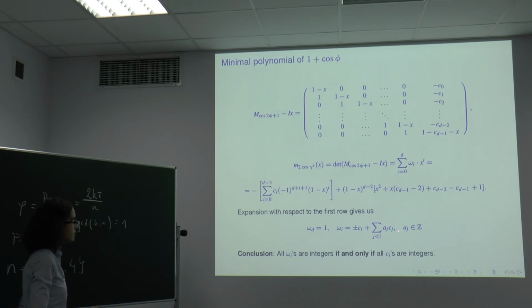And they depend also on some ai, aj, cj, where aj are some integers. So if we express the coefficients of this minimal polynomial this way, then we see that all omega i's are integers if and only if all the coefficients of the minimal polynomial of the cosine of phi are integers.